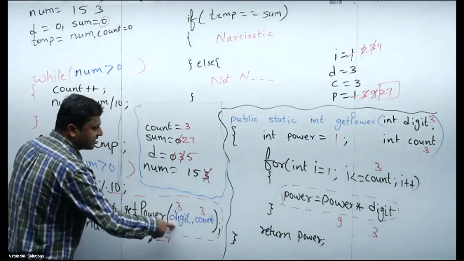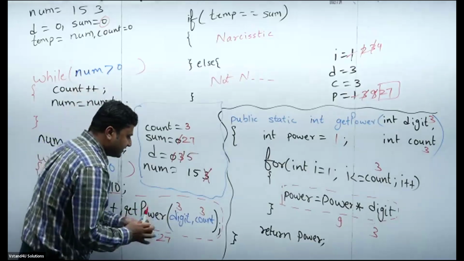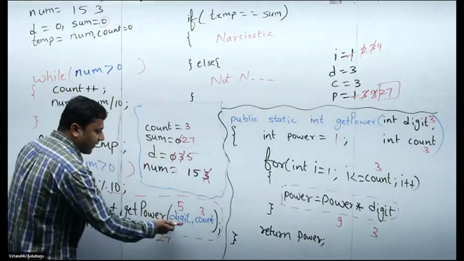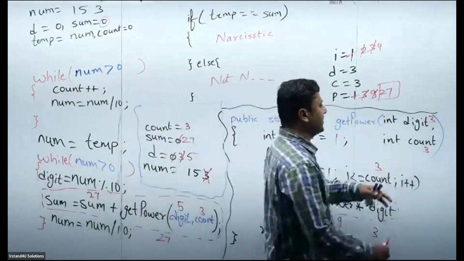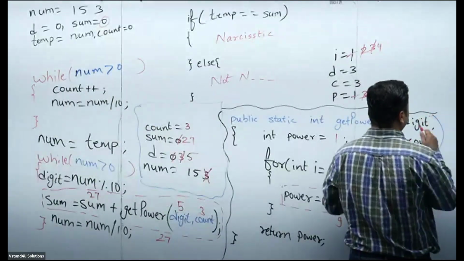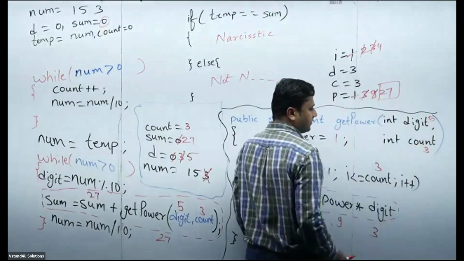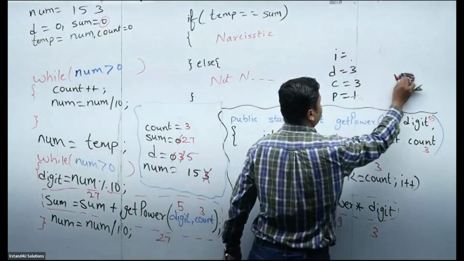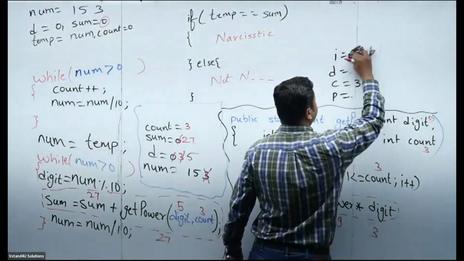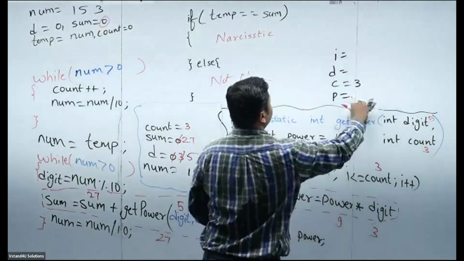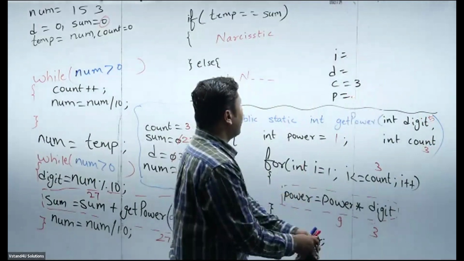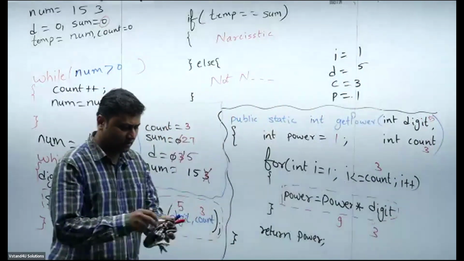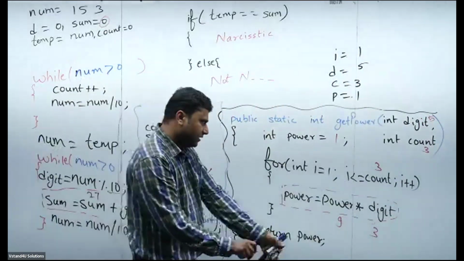Get the power of digit, what is it this time? The digit is 5. Count is how much? Count remains 3. So 5 to the power 3. This time if I proceed here, digit value is 5, count value is 3. Give me a minute. I will start with 1, digit is 5, power is 1. Am I right? Let's get started.